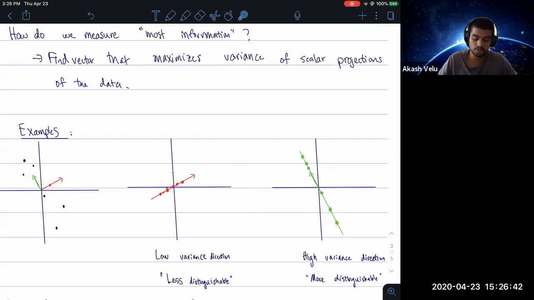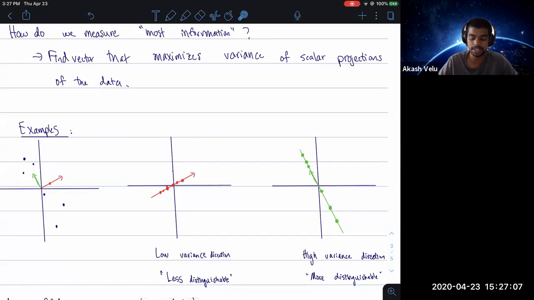So in this case, we have a low variance direction. So the red direction is low variance. In other words, each point is less distinguishable. They're all kind of the same in the red direction. And that makes sense, right? By looking at this part of the diagram, we can see that this direction is a direction that the points are pretty similar in. However, if we look at the green direction, that's a very high variance direction. In other words, the points are much more distinguishable. They're much more different along this dimension than they are along the red dimension.